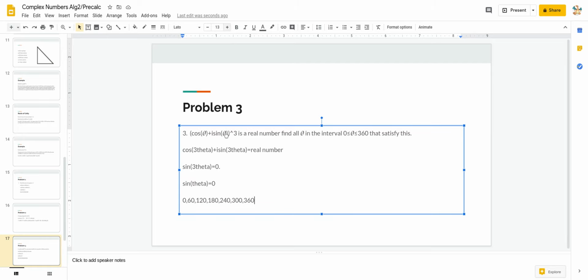Alright, do you guys get this? How I got 0, comma 60, comma 120 as my answers? Do you guys get that? Okay, no. What do you not get? Tell me something so I can go over it, because the class ends at 2. Okay, how did I get cosine 3 theta?